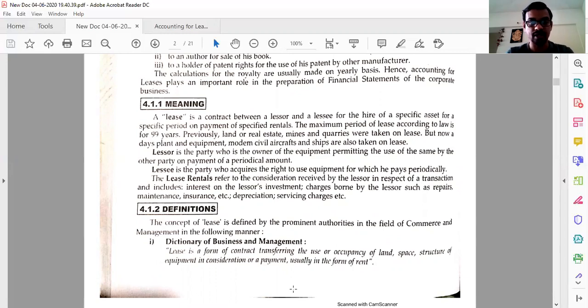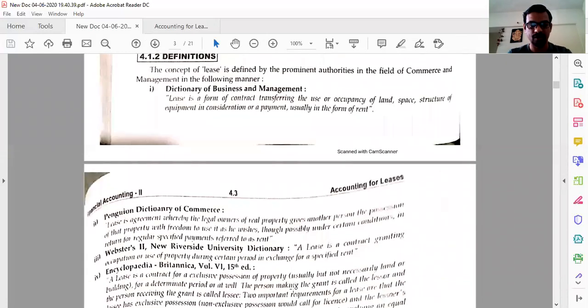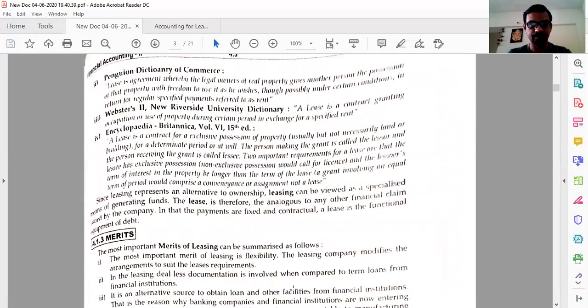in the lease contract. In a lease, there are always two parties involved. First one is the lessor. The lessor is the party who is the owner of the equipment, permitting the use of the same by the other party on payment of a periodical amount. And the second one is the lessee, the party who acquires the right to use the equipment for which he pays periodically. So these are the two parties involved under the lease.